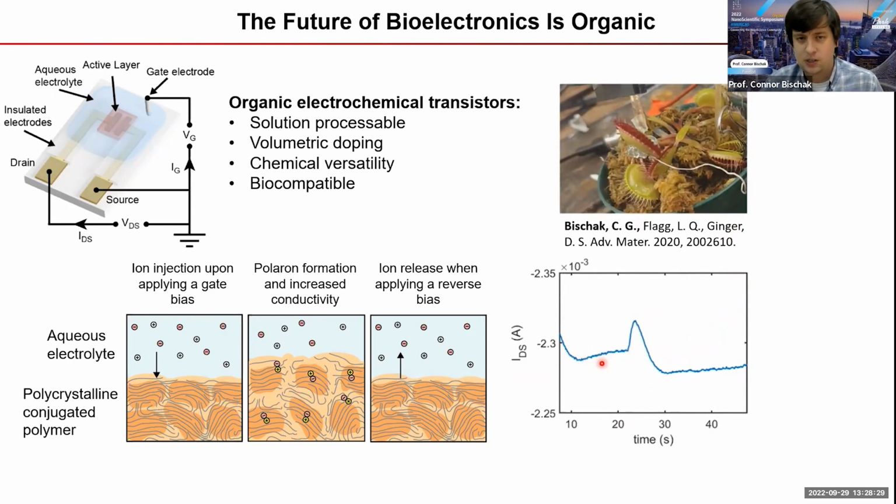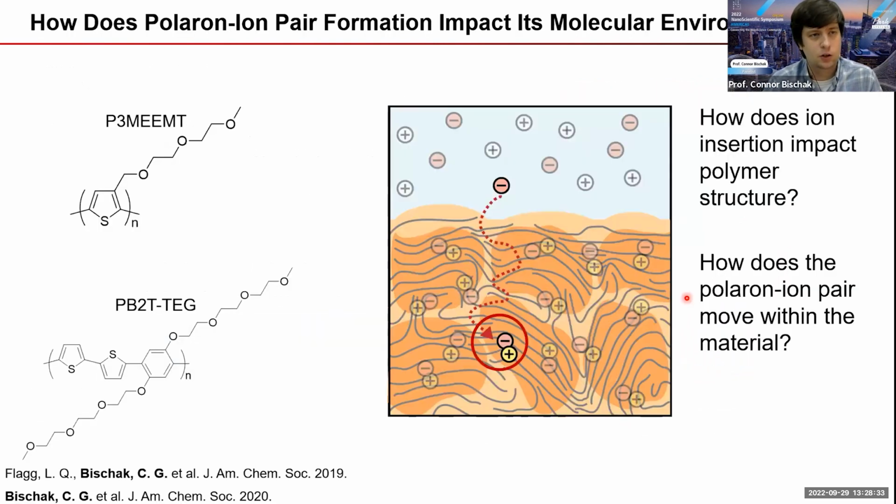But what I'm going to talk about today is more of a fundamental study that we did on these materials, looking at how this ion migrates into the polymer matrix, what happens to the polymer structure when it does this, and then how this ion-polaron pair that we form actually moves through this polymer matrix once it's formed.